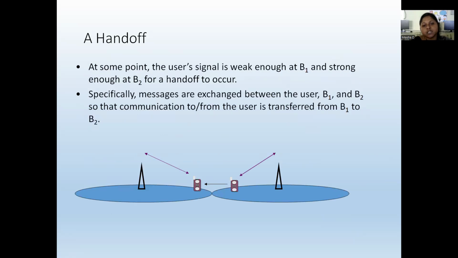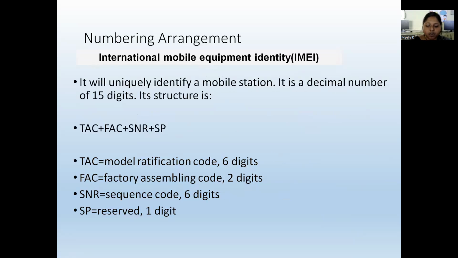At some point, the user signal is weak enough at B1 and strong enough at B2 for handoff to occur. Specifically, messages are exchanged between the user, B1 and B2 so that the communication to and from the user is transferred from B1 to B2. So this is a diagram. First BTS, now it comes to an end. Now BTS 2 will take care of the mobile. This is the numbering arrangement.